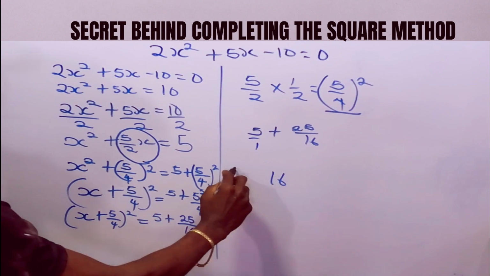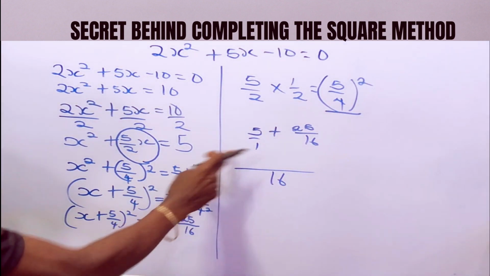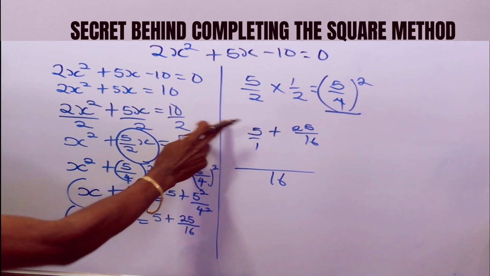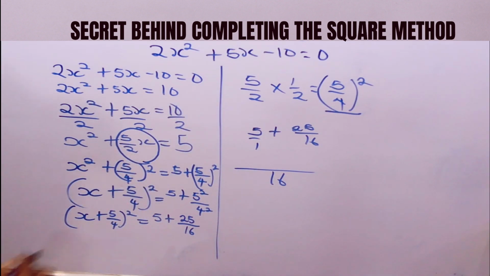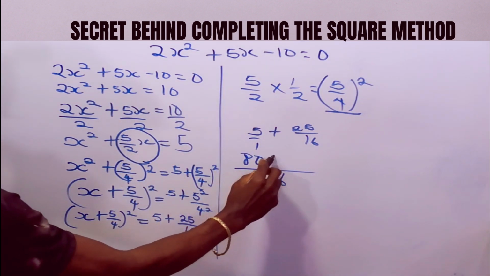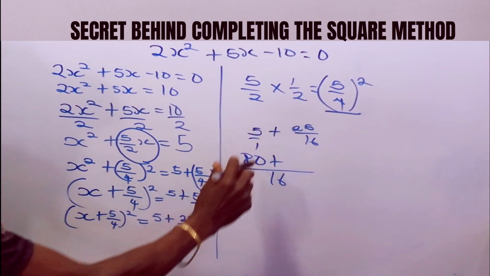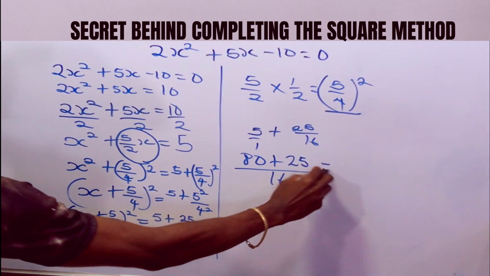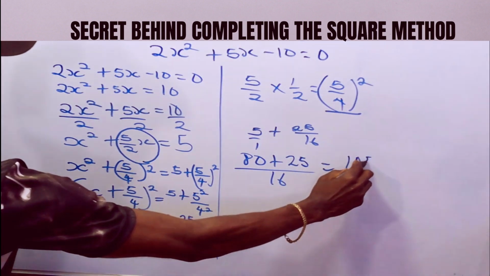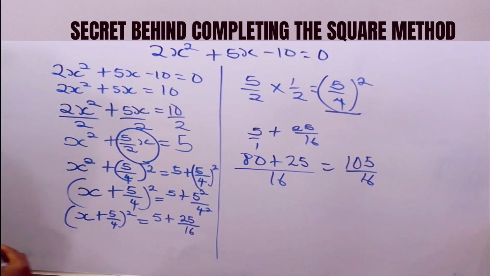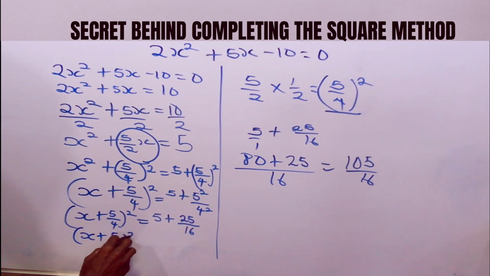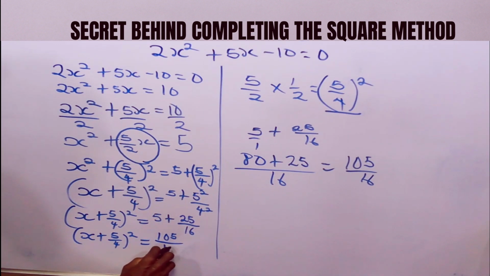we'll have 16 over 16 divided by 1 is 16, and 16 times 5 is 80, plus 16 divided by 16 is 1, and 1 times 25 is 25. So we'll have 105 over 16. Let this remain the same: x plus 5 over 4 squared equals 105 over 16.